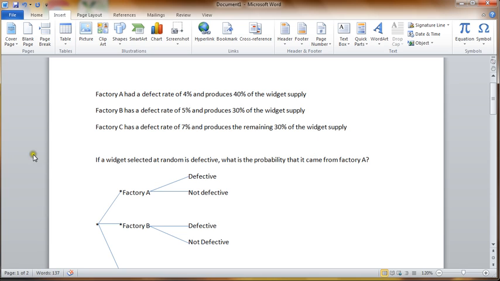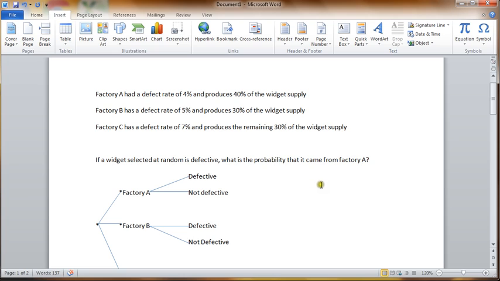So the stem of the problem is given right up in the top. We're given the factory defect rate. So they're producing objects. We're going to call those objects widgets. And this is how many of those widgets come off of the production line as being defective. So 4% at factory A, 5% at factory B, 7% at factory C. We're also given how much of the total production overall comes from each of these three factories: 40%, 30%, and 30%. So you notice that these add up to 100. So all of the widgets that are produced for this particular example come from one of these three factories.